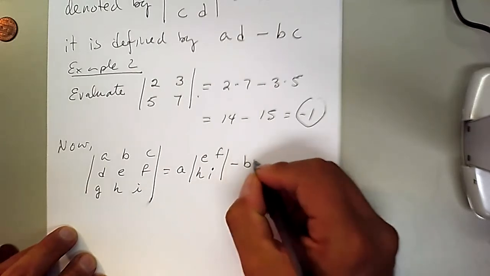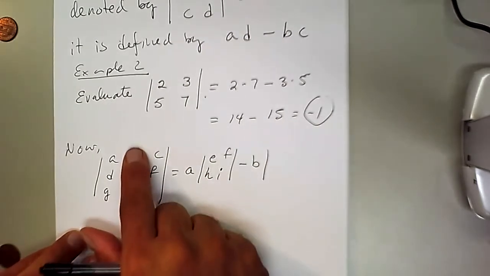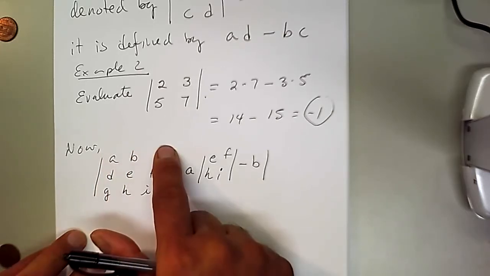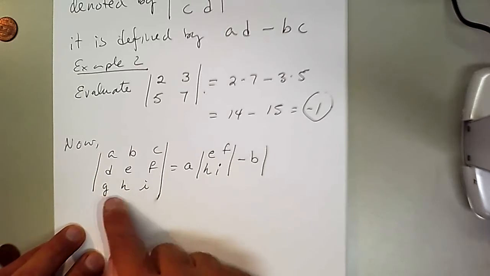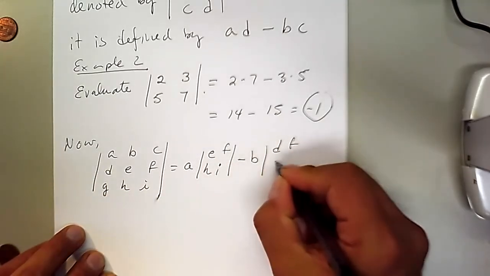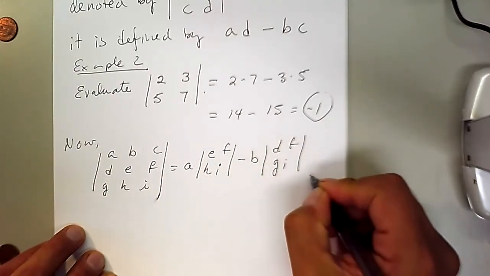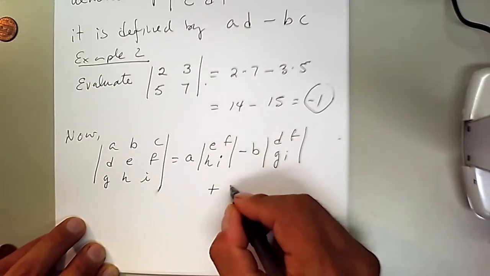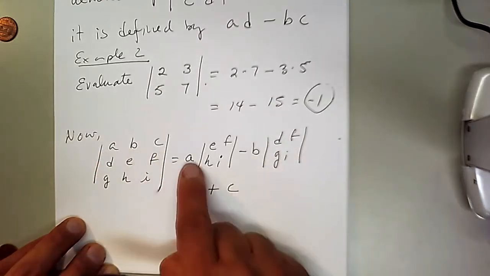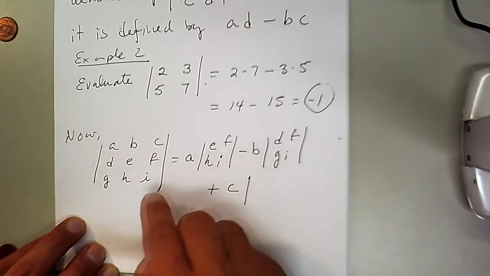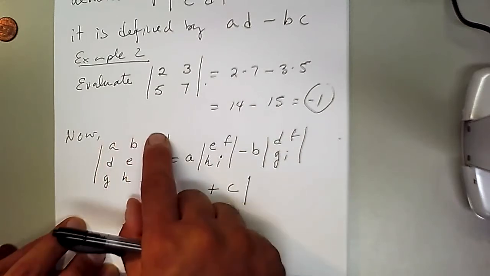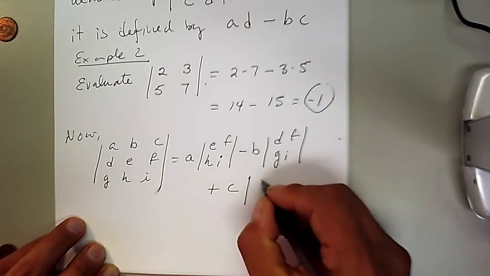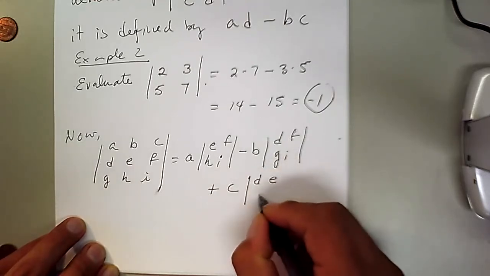minus B times the determinant obtained by assuming that the column that contains B and the row that contains B is not there, so you end up with D, F, G, I. I wanted to add the other term here, but it doesn't fit, so I'm going to continue underneath, plus C, and then again, take off those, and you end up with D, E, G, H.